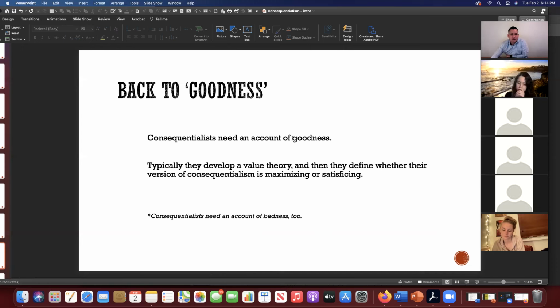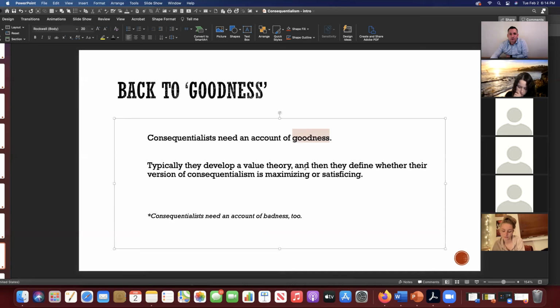Okay, so now back to goodness. So consequentialists need an account of goodness, an account of intrinsic goodness. And what they'll typically do is develop a value theory, or at least have a value theory in mind as they're developing their consequentialism, and then define whether their version of consequentialism is maximizing or satisficing. Traditionally, the consequentialists would go maximizing, and they typically would develop their value theory in terms of some account of happiness, or pleasure even. Those are traditional ways of developing consequentialism.